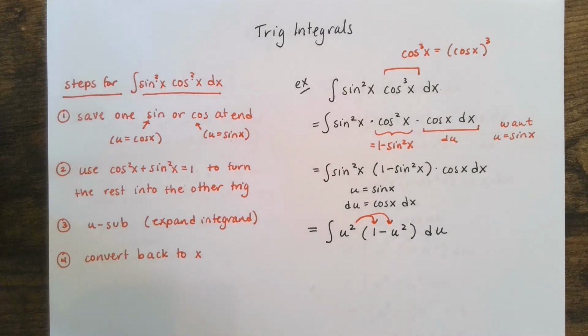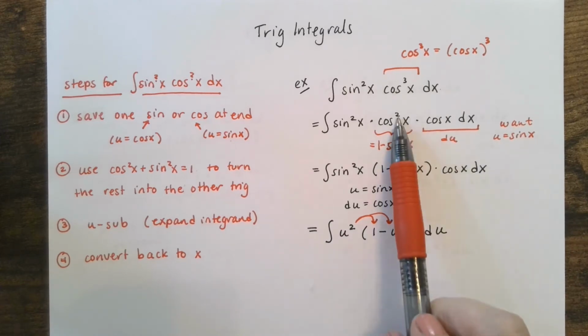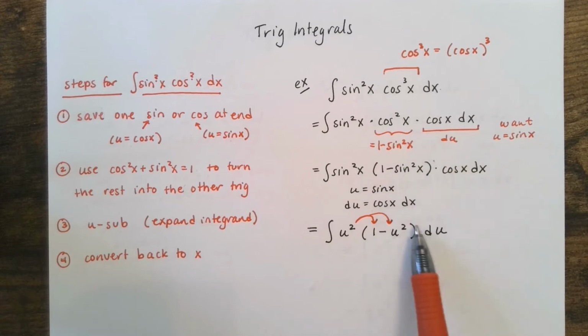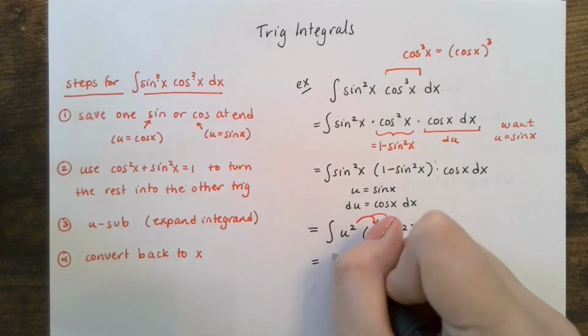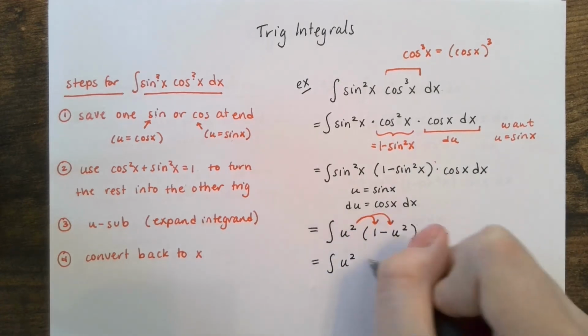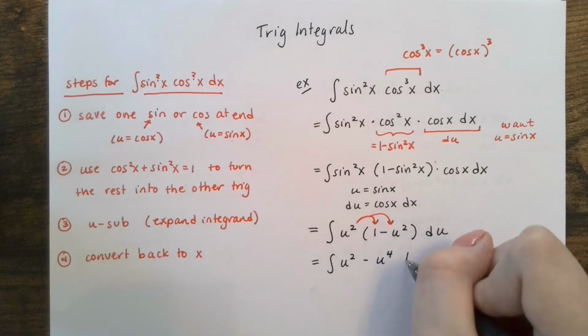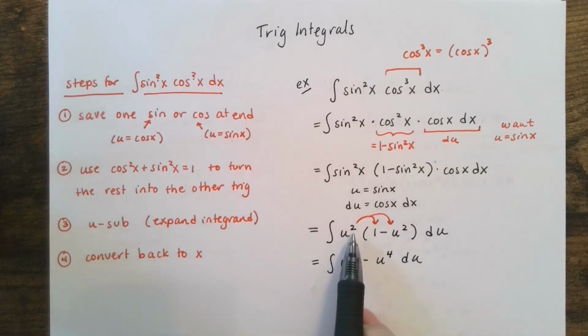In higher power examples, right, so if this was like cosine to the 4th, this would have been squared, so you have a squared here, and you end up kind of foiling this and then distributing. So this can get kind of messy. We'll see more examples like that in class. But for now, all we've got to do is distribute. So I have u squared times 1 minus u squared times u squared. What I'm doing is adding the exponents to get that 4.